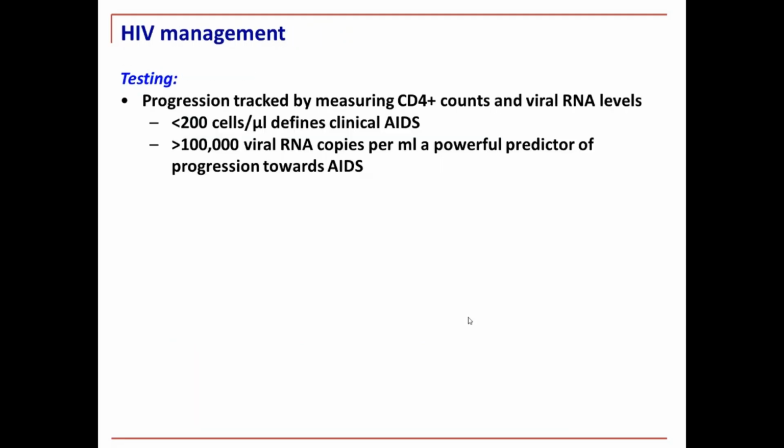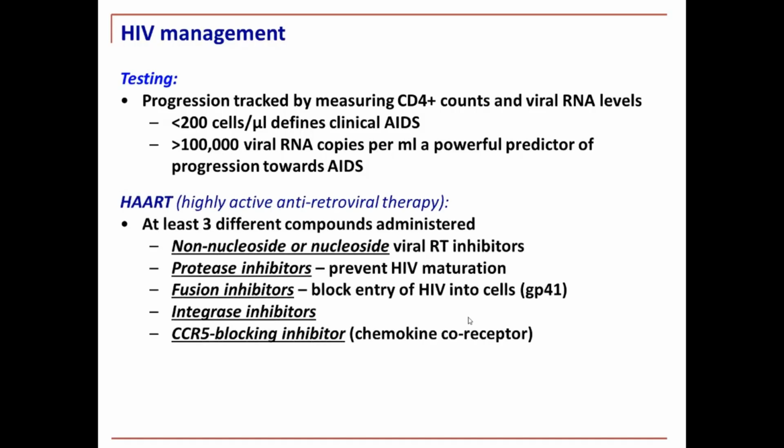So how do they test for HIV? Well, as a general rule, we'll measure your CD4 count and your viral RNA load. If you get below 200 cells per microliter, as I've mentioned before, that basically defines clinical AIDS. That's the point when you can no longer mount a significant enough immune response. And if you've got over 100,000 viral RNA copies per mil, that's also a very powerful predictor of progression towards AIDS. And so treatment is through HAART, highly active antiretroviral therapy.